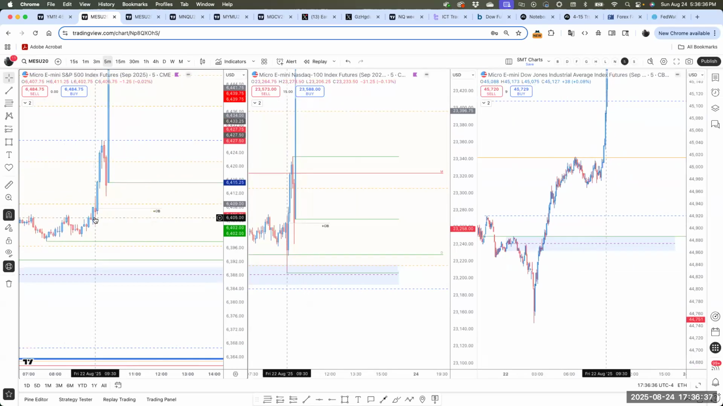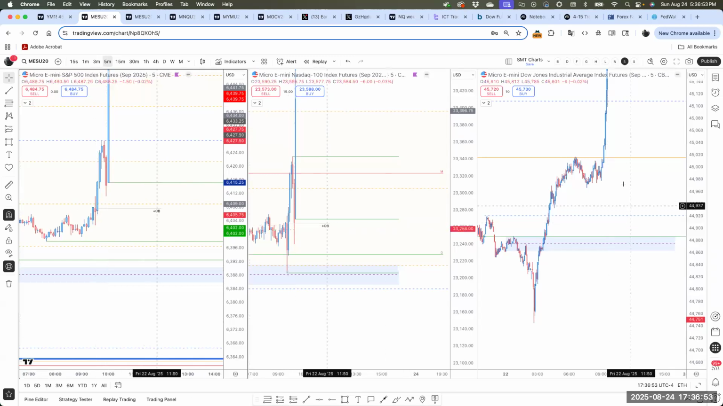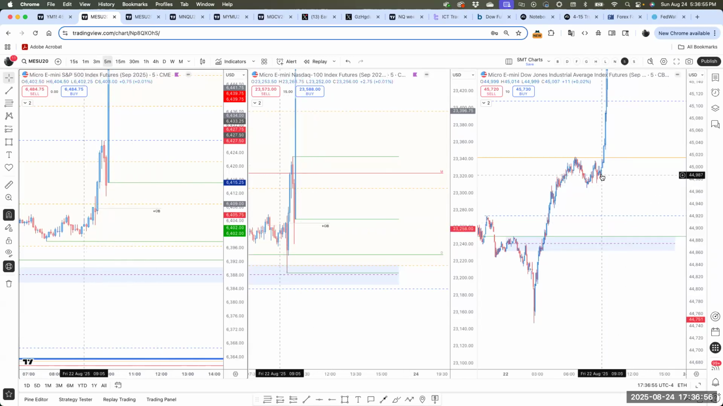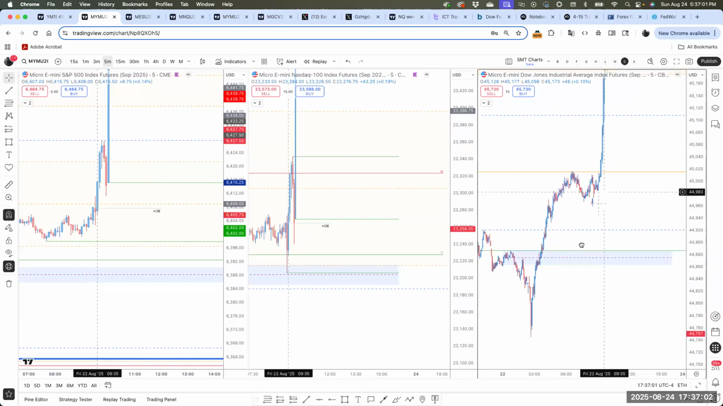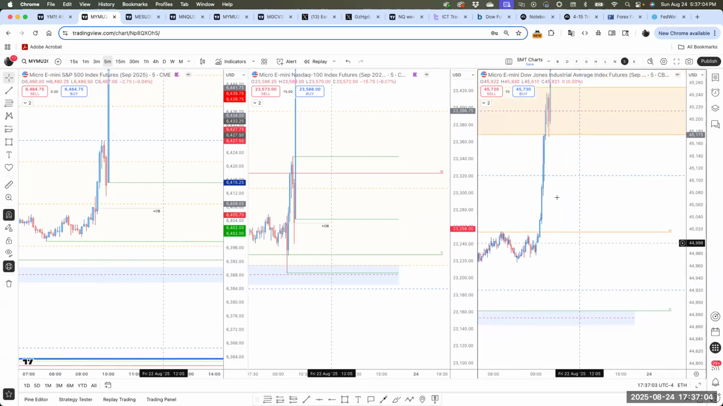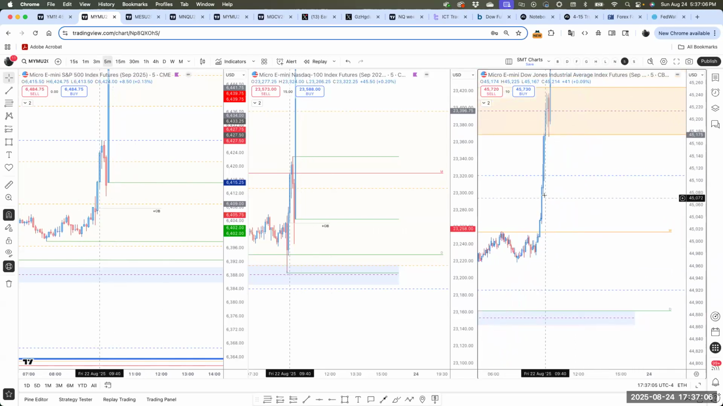Why we missed this trade is because ES was following Dow at the time more so than it was NAS, right? We made an order block on ES, made the order block on NQ. The 9:30 candle on Dow was all the way up here.